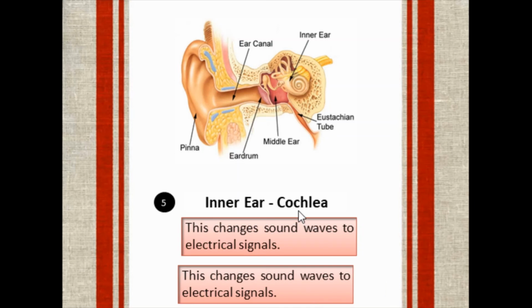Again, cochlea. Cochlea. It is found inside our inner ear. Inner ear. Cochlea. Okay, so I shared to you 5 important parts of our ears, beginning with our pinna, ear canal, eardrum, middle ear, inner ear, specifically our cochlea.